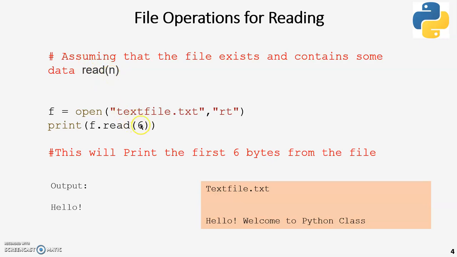What is going to happen is that the first 6 bytes from that file will be displayed. Let's assume this text file has: Hello, welcome to Python class. So when we say print read 6, that means the first 6 bytes, HELLO and the exclamation mark. All of it will be displayed for 6 bytes.